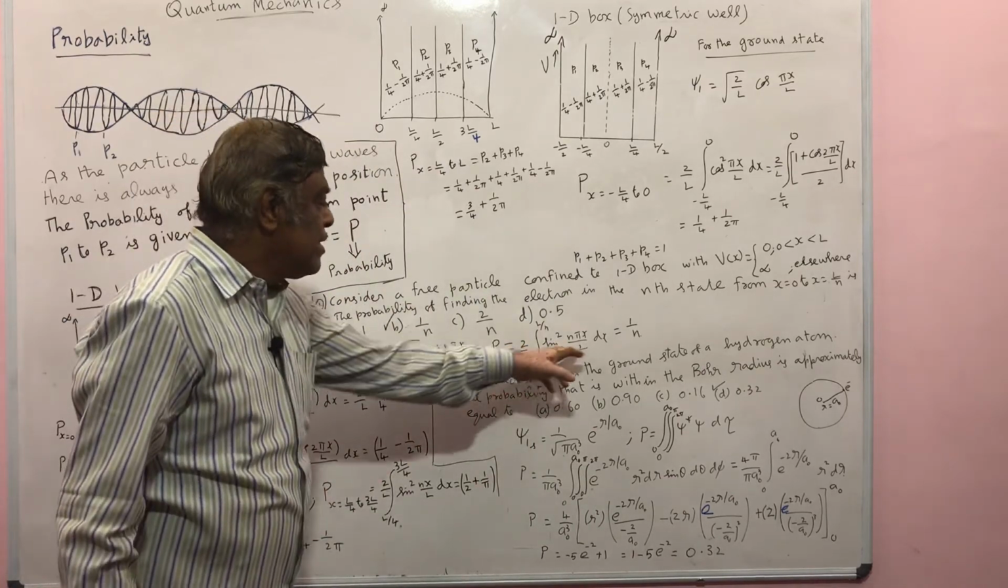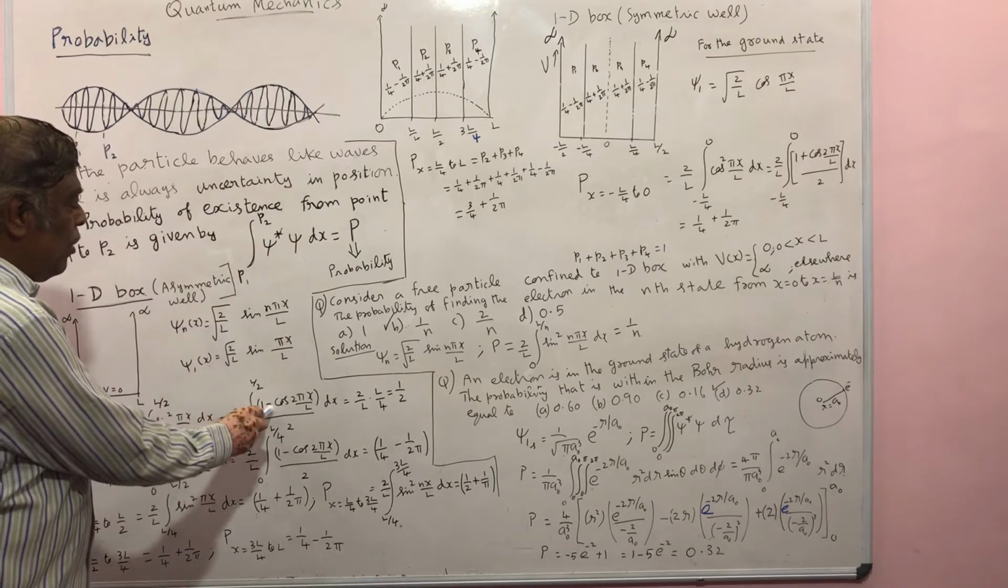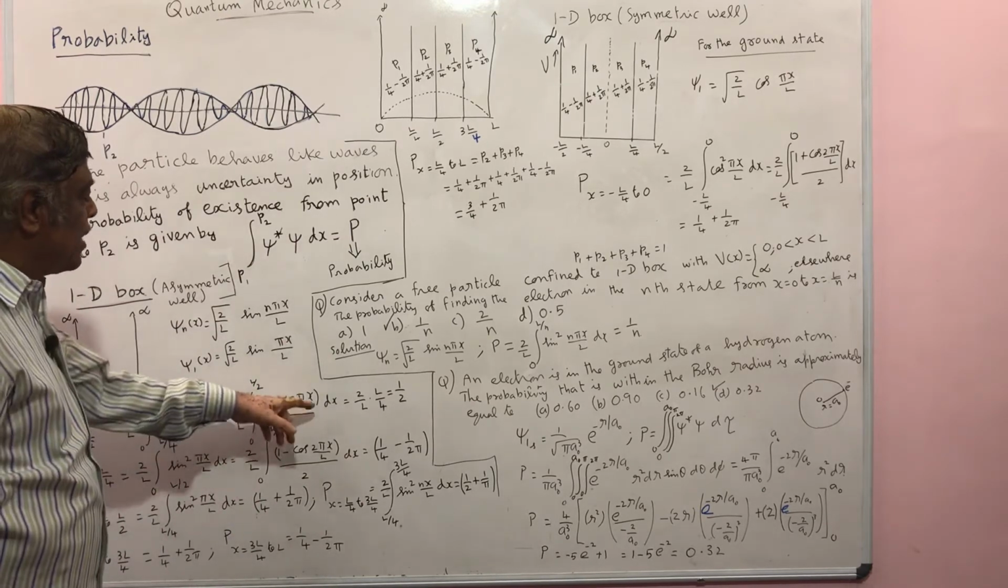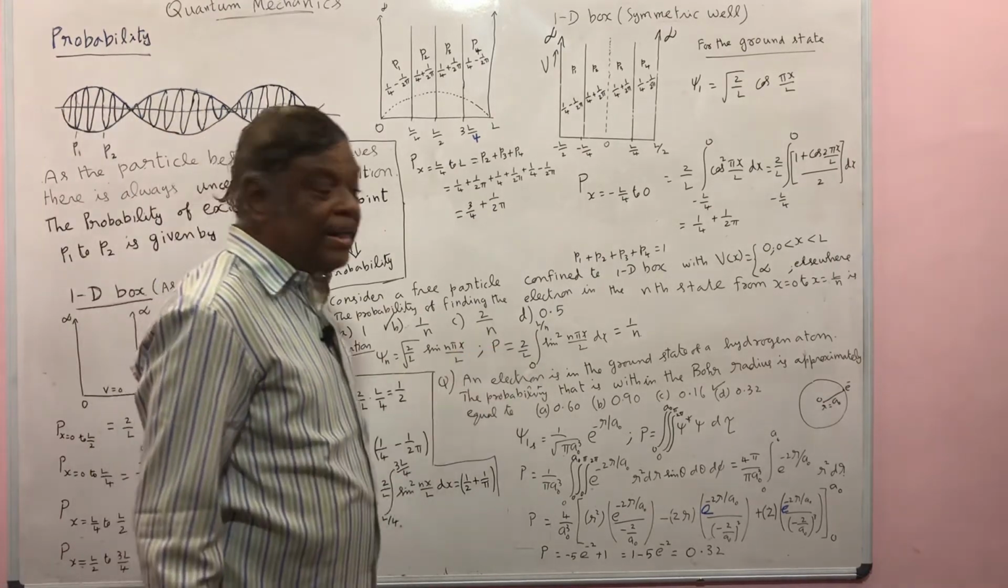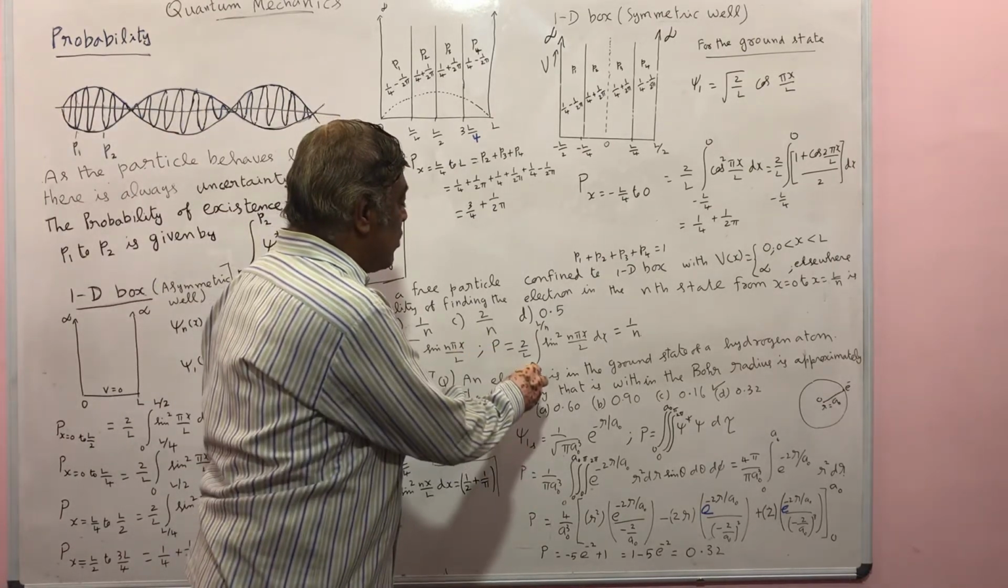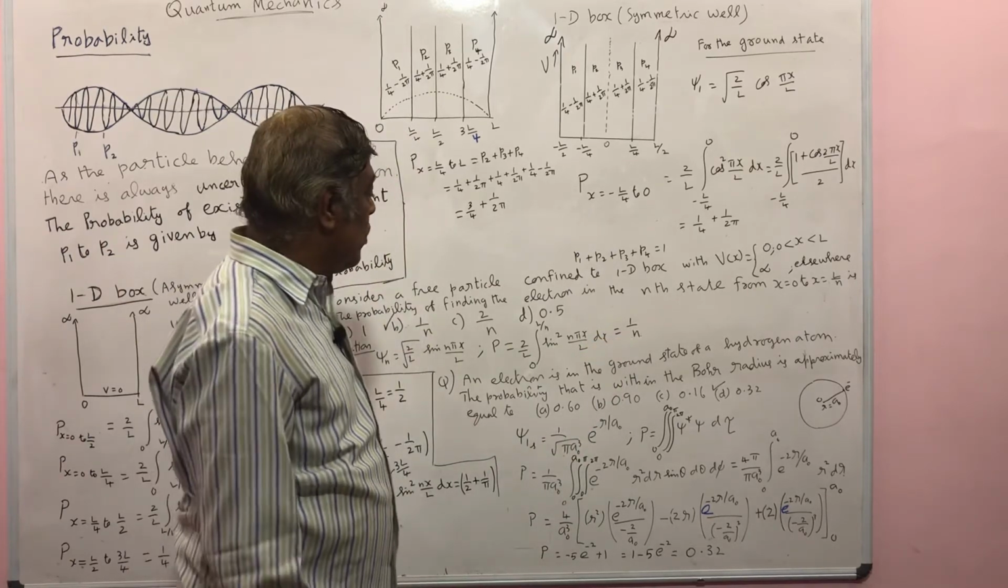Again, since it is a sin square function, that can be replaced by 1 minus cos of 2 n pi x by L whole divided by 2. Then it can be integrated easily, and after substituting the limits, you will find this value is calculated as 1 by n.